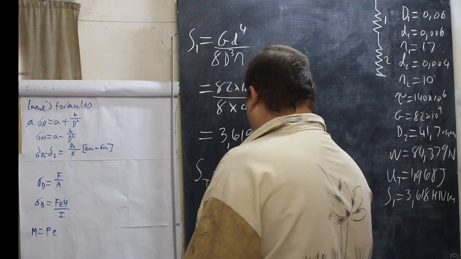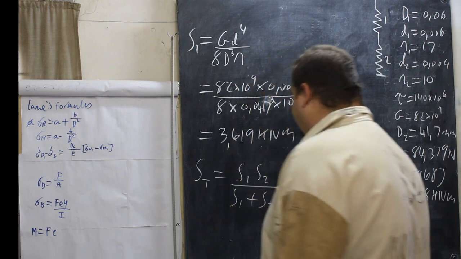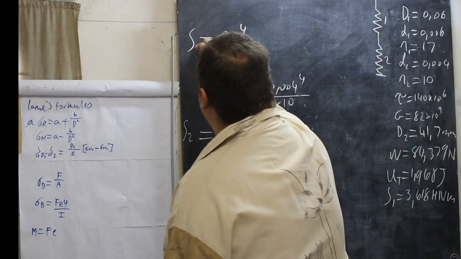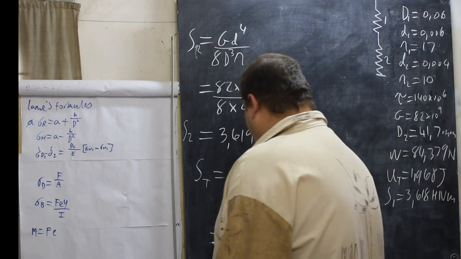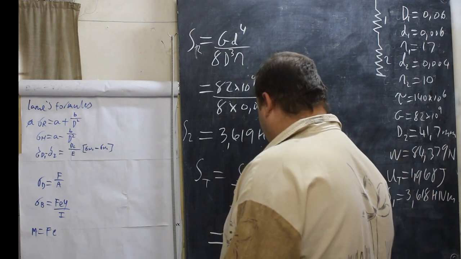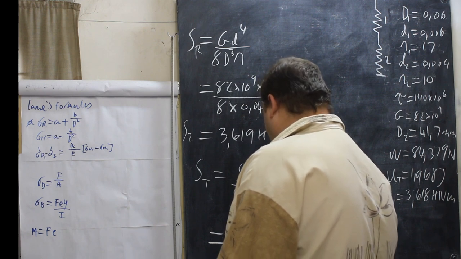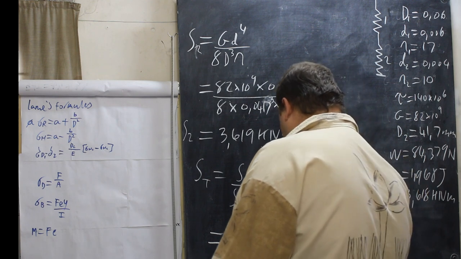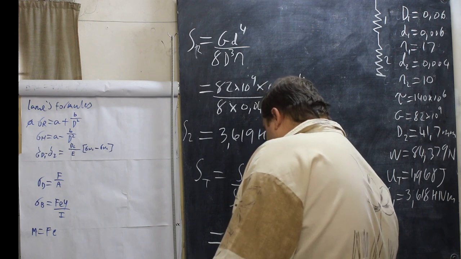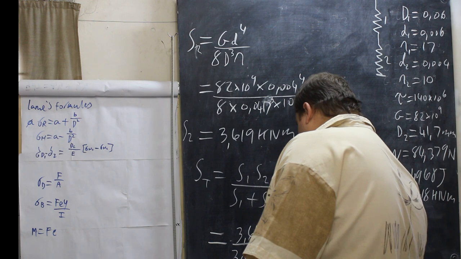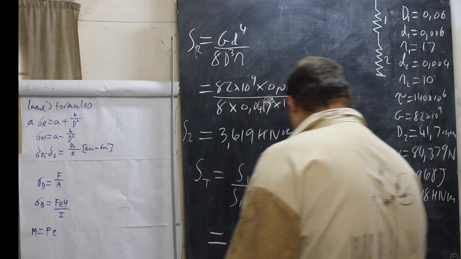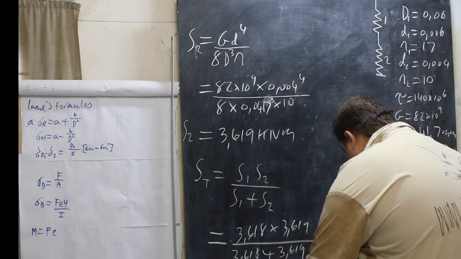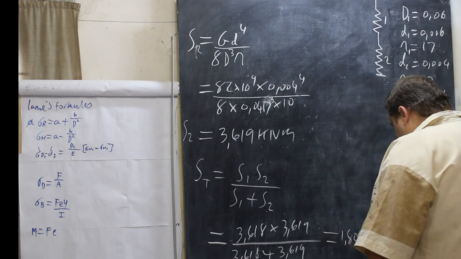Okay, now the formula to work these out is S total equals S1 S2 over S1 plus S2. So now S1 equals 3.618 times 3.619 over 3.618 plus 3.619. And that equals 1.809 kilonewton meters.